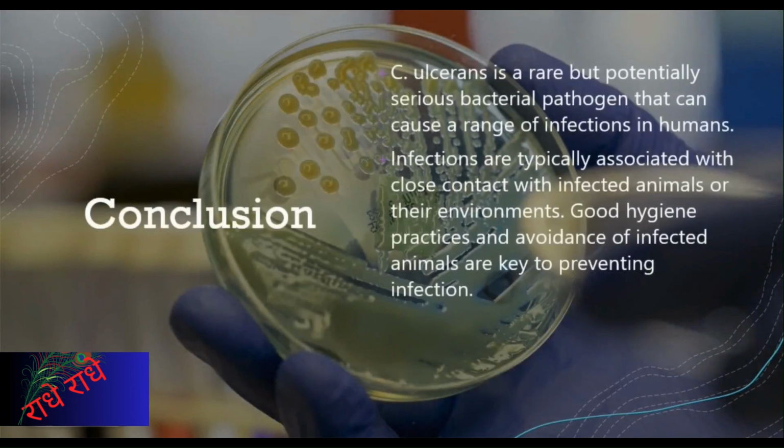C. ulcerans is a rare but potentially serious bacterial pathogen that can cause serious infections in humans. To prevent infection, good hygiene practices and avoidance of close contact with infected animals or their environments are necessary. Therefore, we should be careful when dealing with animals in their habitats to avoid infection.